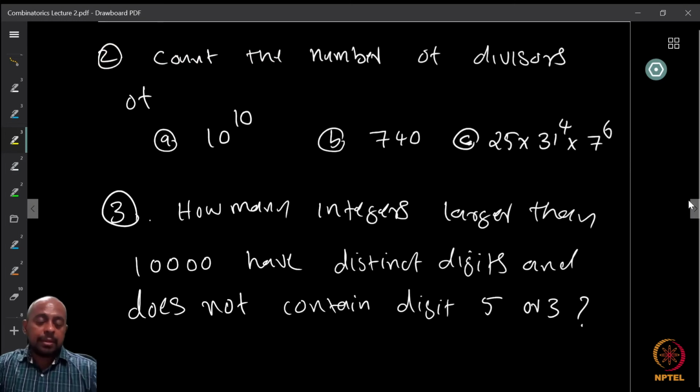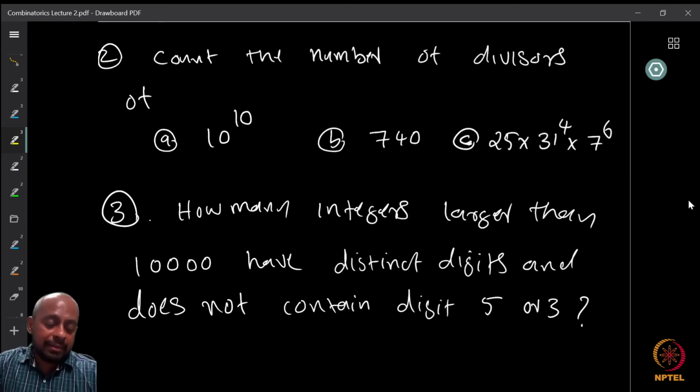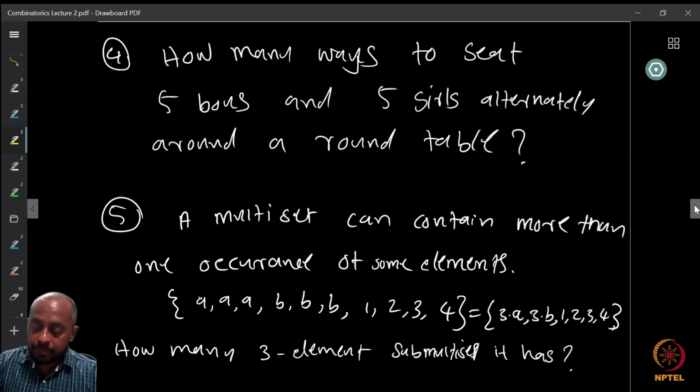Then the next question is to count the number of divisors of the numbers, like the examples that we already saw: 10 raised to 10, second is 740, and third is 25 times 31 raised to 4 times 7 raised to 6. Third question, how many integers larger than, let's say, 10,000 have distinct digits and do not contain the digit 5 or 3? Fourth question is how many ways are there to select 5 boys and 5 girls and seat them alternately around a round table?